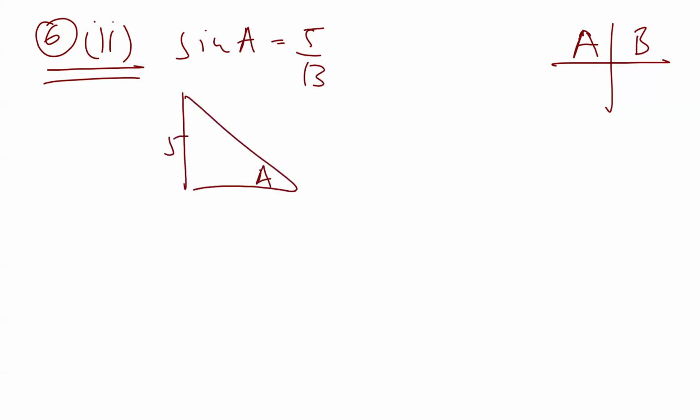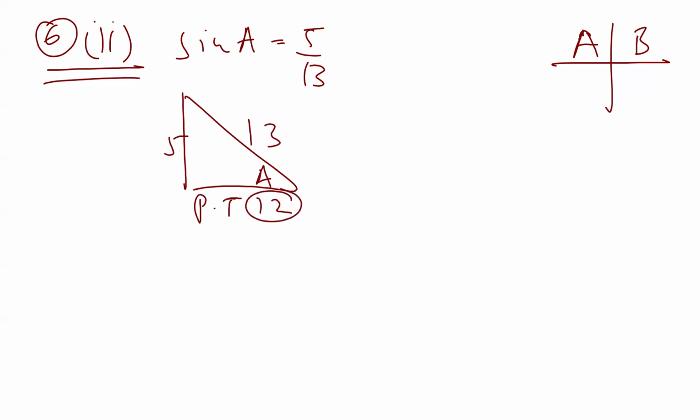A is an obtuse angle whose sine is 5 by 13. So A is obtuse, and an obtuse angle goes in the second quadrant, more than 90. And B is an acute angle whose tan is 3 by 4. So B is over here in the first quadrant. So sin A is 5 by 13, this is what is given. So A is over here. This is 5, this is 13. By Pythagoras theorem, the adjacent side will be 12.